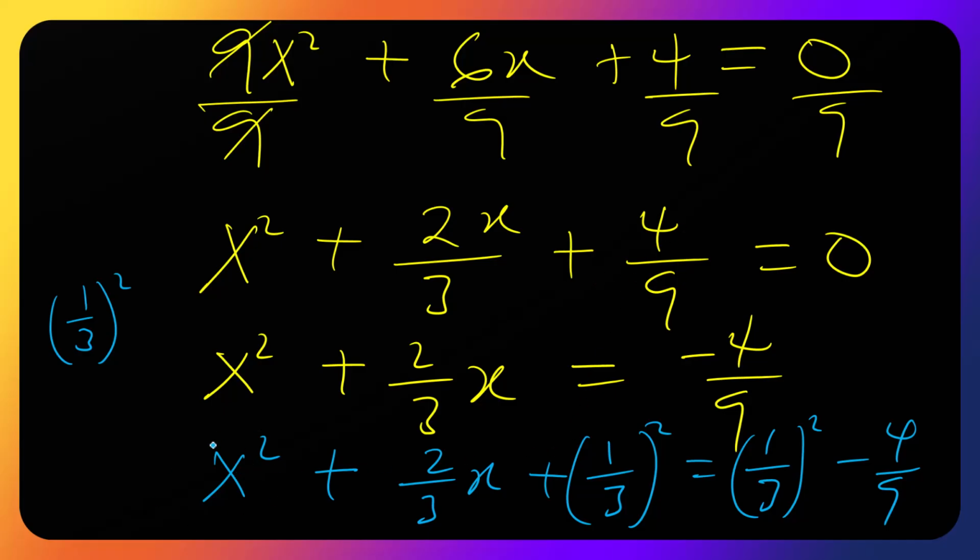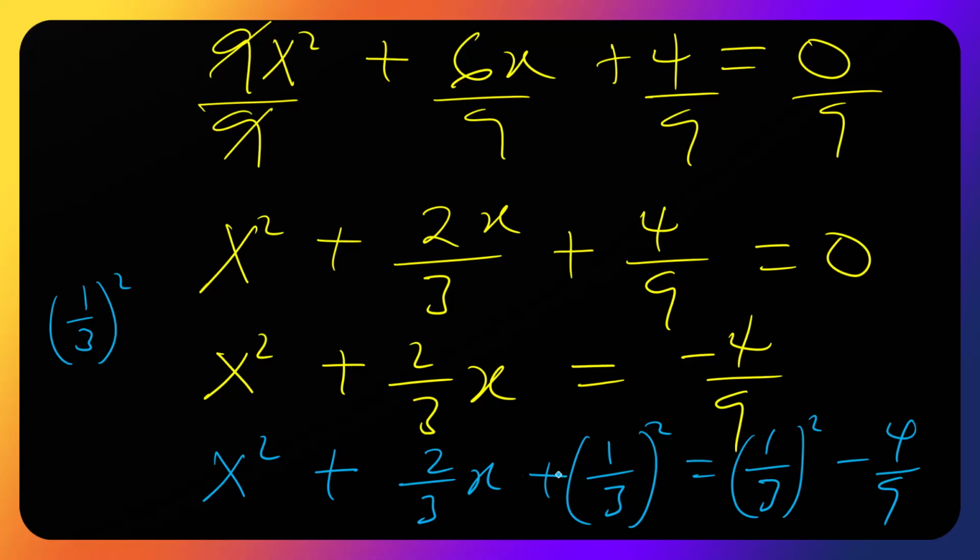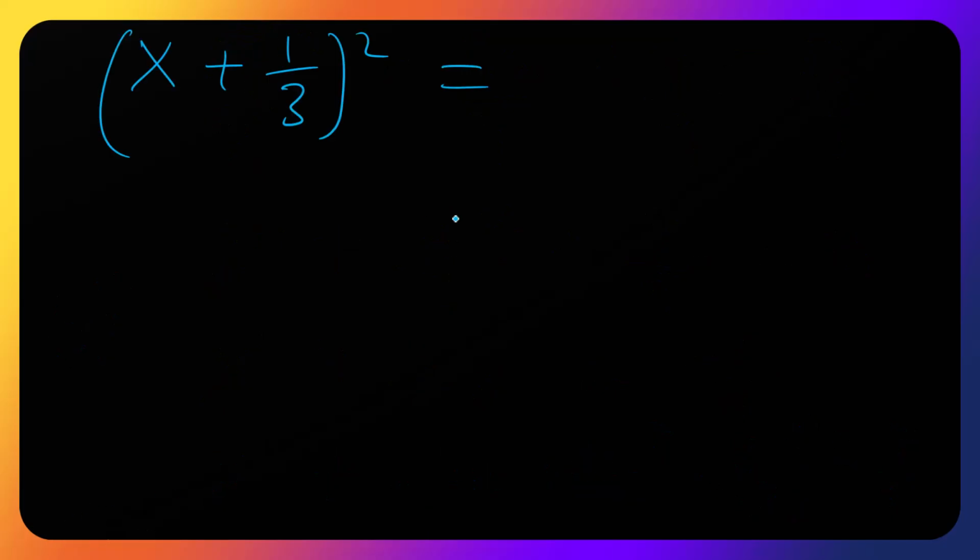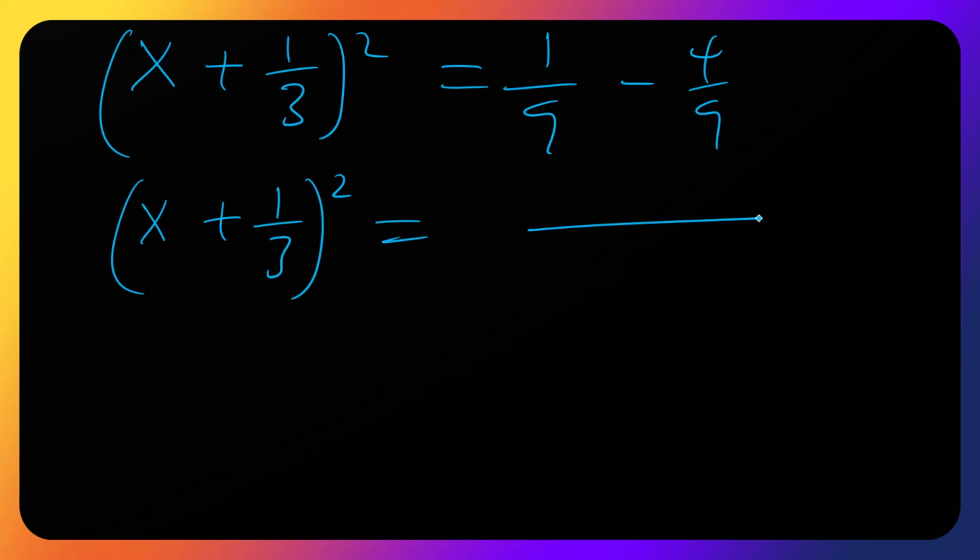Okay, so from here, x plus 1 over 3, all squared, equals, so this side will be 1 over 3 squared is 1 over 9, 1 over 9 minus 4 over 9. So x plus 1 over 3, all squared, this side is minus 3 over 9. Okay, so let's take square root both sides.